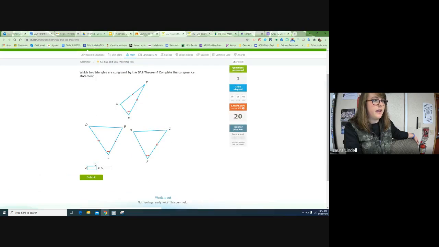Okay, and then we have SAS theorem, same idea. So we will have an exit ticket later. You are free to go and start working on this. If you have questions, stick around, or if you want to see more examples, stick around.